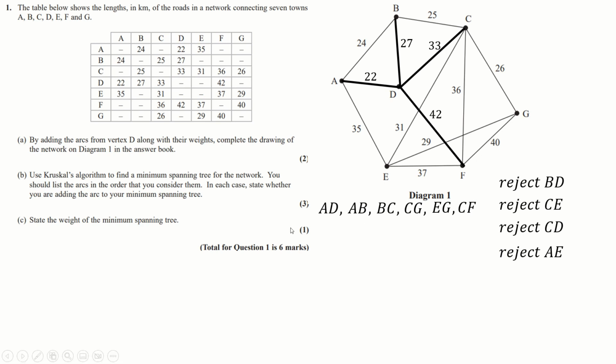State the minimum weight. So what I would have probably done if I was doing this on paper is just write down the numbers underneath each one. But these are all the numbers that we referenced, and they add up to 162. And that's the first question done.